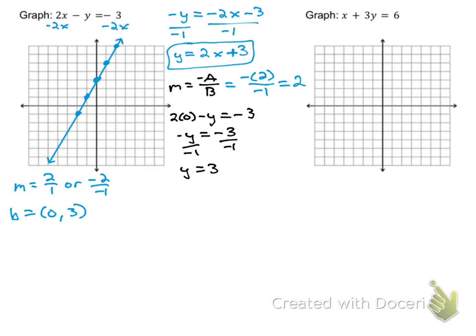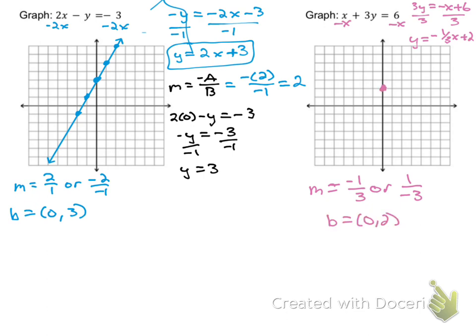All right, once you get this down, do that last example there: x plus 3y equals 6. All right, so I subtracted x, got 3y equals negative x plus 6, divided by 3, and I got y equals negative 1/3 x plus 2. So y-intercept at 2. And then I'm going to be down 1, right 3, or up 1, left 3.